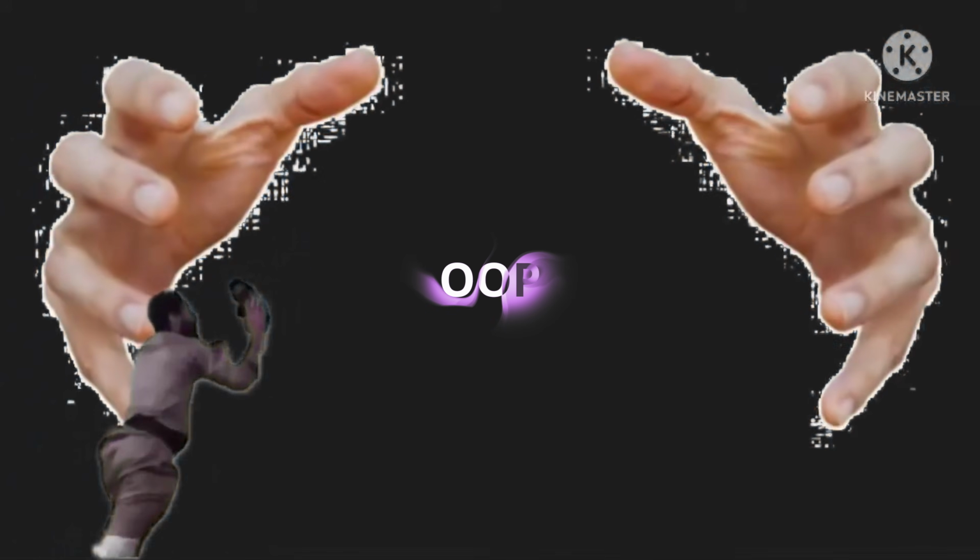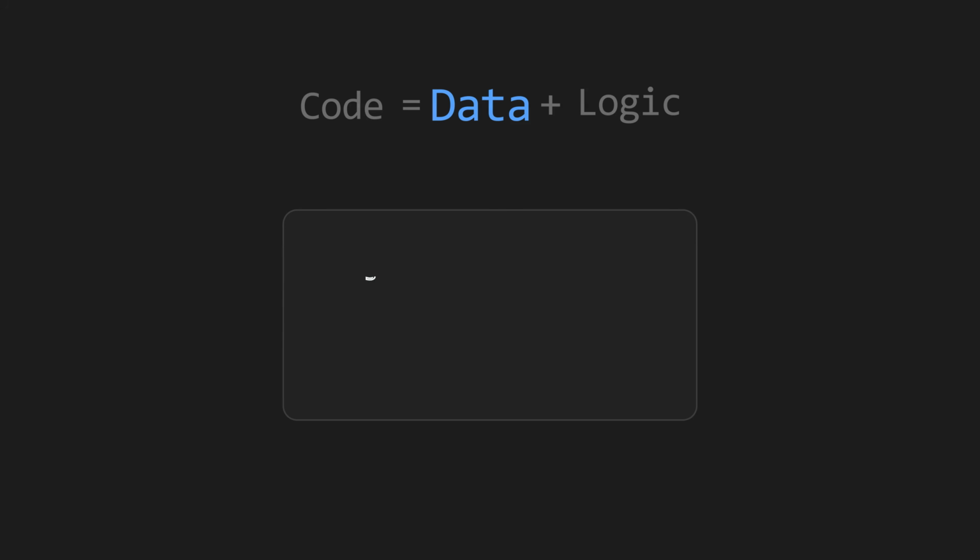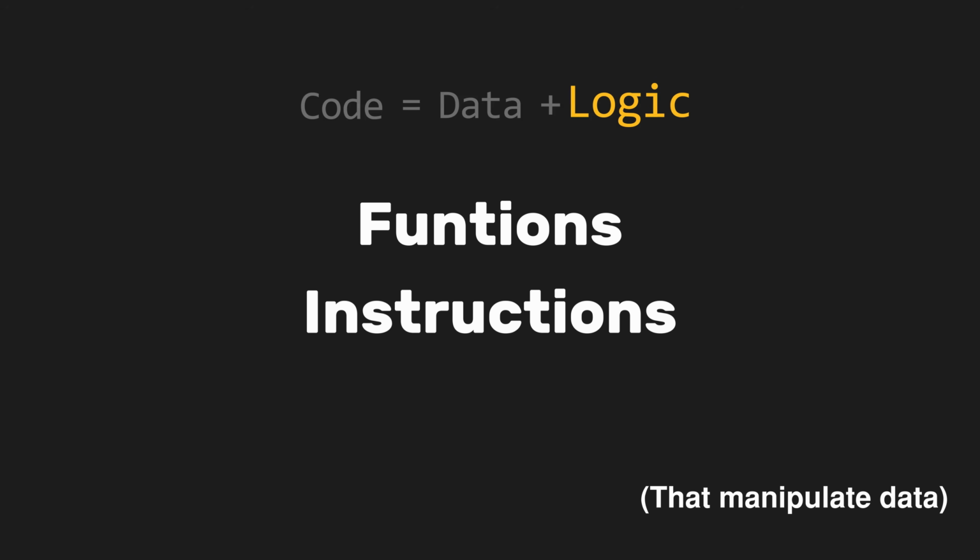But before we even touch OOP, you need to understand what code actually is. At its core, programming is just two things: data and logic. Data is the stuff you store: strings of text, integers, booleans. This is primitive data. And logic, that's the functions, the instructions that manipulate your data.